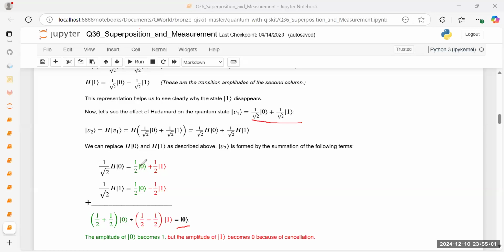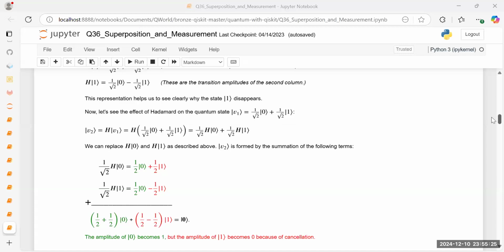For what we're interested in, the 0 in this case, it's supposed to interfere constructively, whereas 1, which is what we might not be interested in, is supposed to interfere destructively and cancel out, and we only end up with 0 at the end.